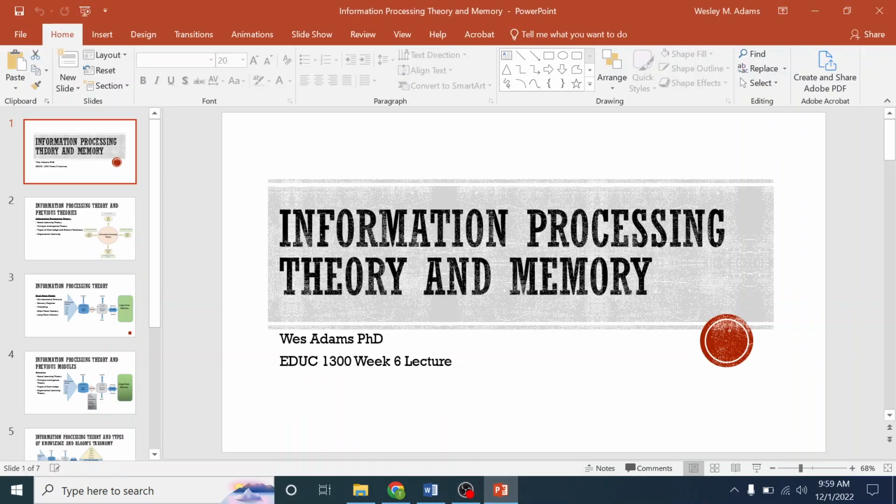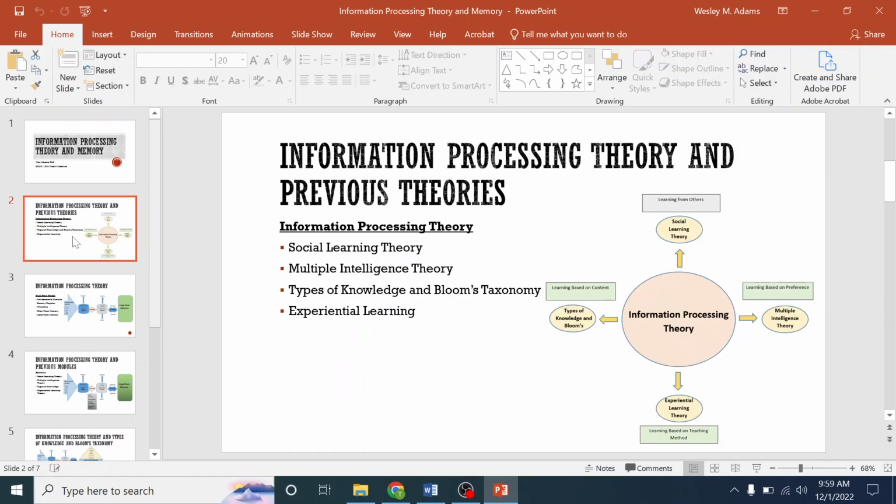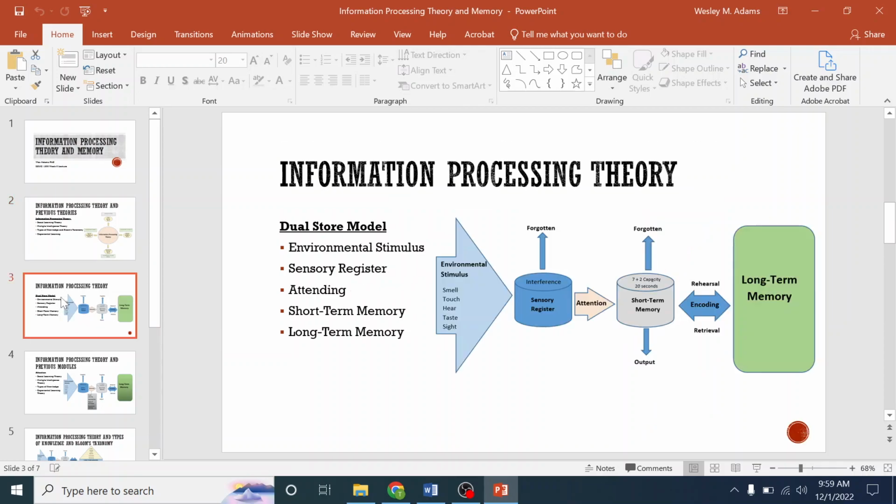All right, last class we talked about information processing theory, and we tied in all the major subjects we've covered up until this point and connected those to information processing theory. So we talked about social learning, multiple intelligence theory, types of knowledge, Bloom's taxonomy, and experiential learning theory as ways of paying attention to new and novel information coming in. Then we talked about the theory itself.